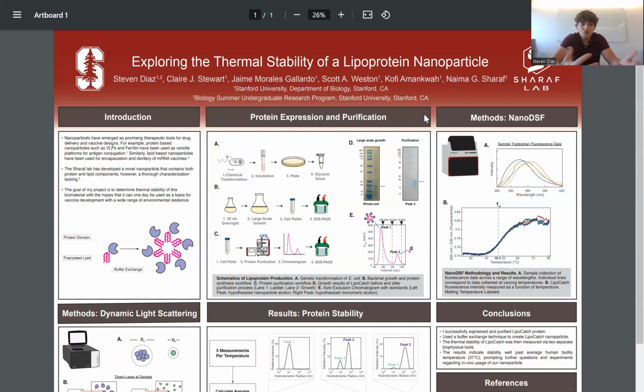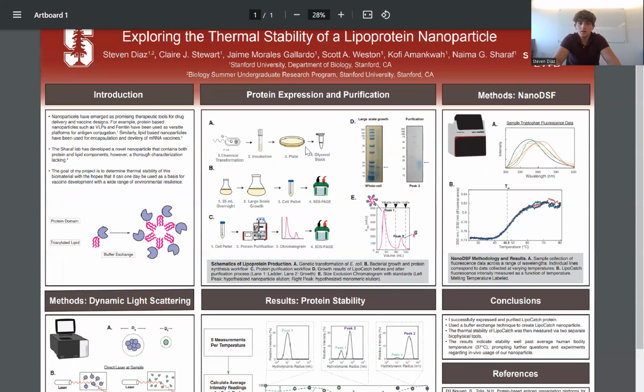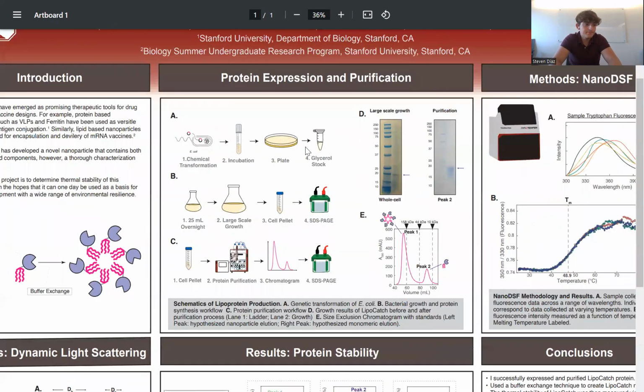Because this biomaterial is so new, a thorough characterization of its properties is sort of lacking. My project uses multiple biophysical tools to characterize the thermal stability of lipocatch. This work, I hope, will aid in the design of novel immunotherapies. So let's get talking on my first step here.